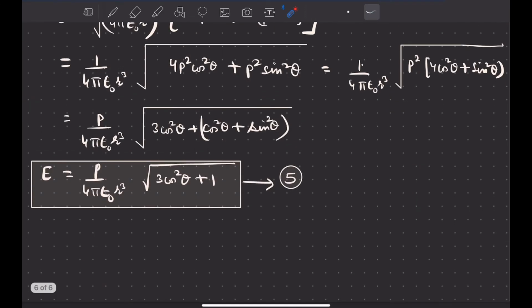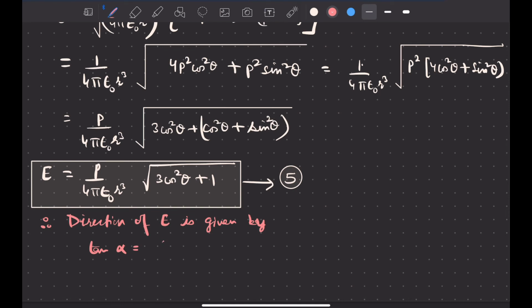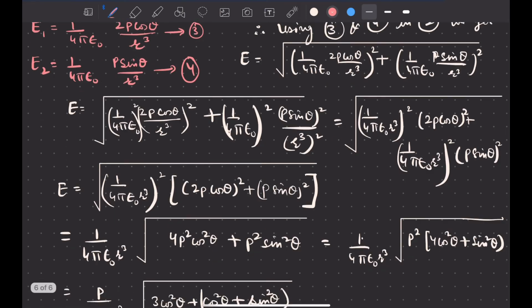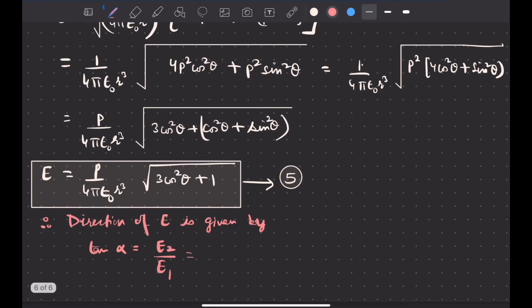Hence the direction of E is given by tan alpha is equal to E2 upon E1. Again, using equation number 3 and 4, we can put the values. From equation number 4, we have the value of E2 as 1 upon 4 pi epsilon naught p sin theta upon r cube. Instead of writing E1, I will write the value 1 upon 4 pi epsilon naught 2p cos theta upon r cube.